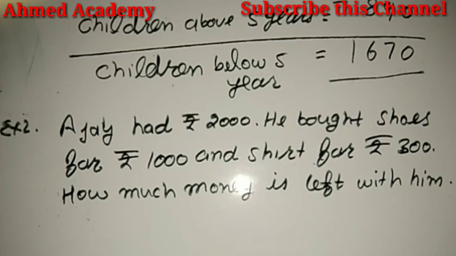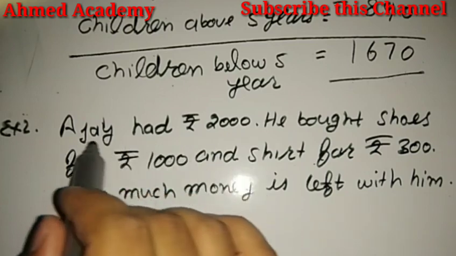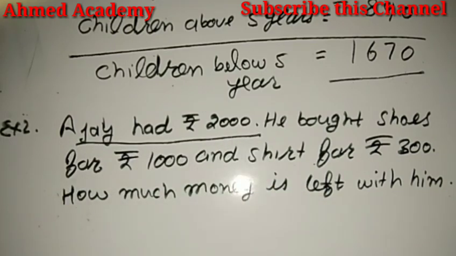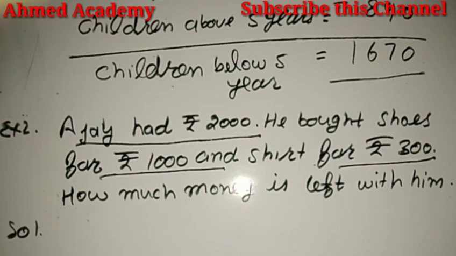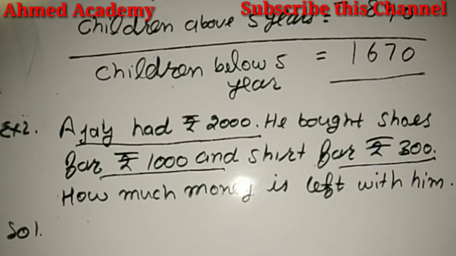After buying these two things, how much money is left with him? We have to find how much money is left with him now. So underline the important information given in the statement. Now solution. First of all, this is a mixed sum. We already discussed the mixed sum in the previous video, in which addition and subtraction come together. So we have to add first, then subtract. We have to add the money spent by him, then subtract the total money spent by him from the total money he had in the beginning.